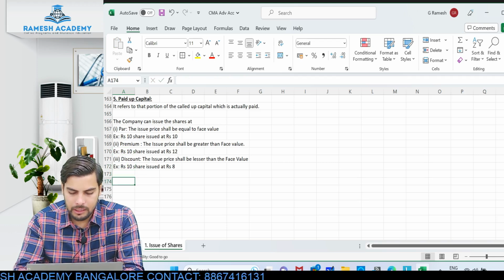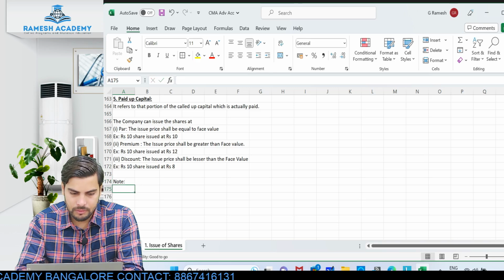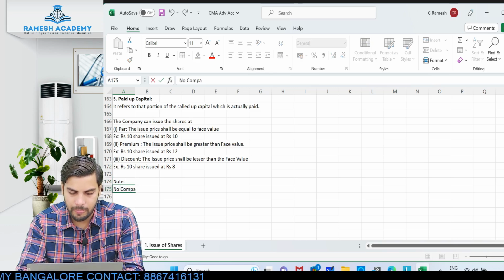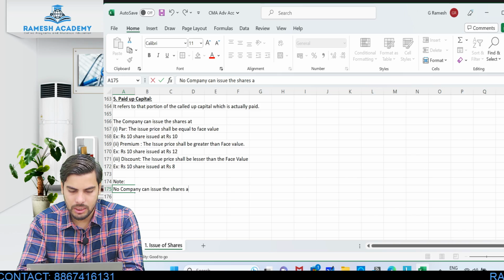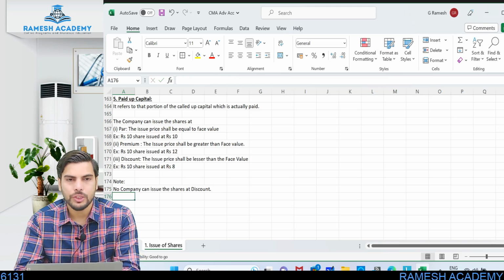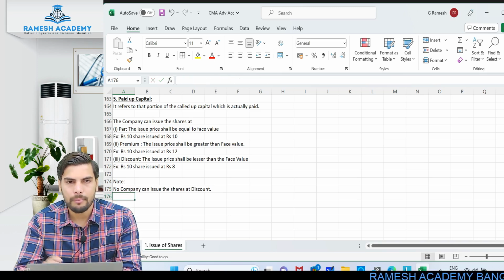Okay, and here I'll also write a note. No company can issue the shares at discount. A company cannot issue shares at discount. It can either issue the shares at par or premium.